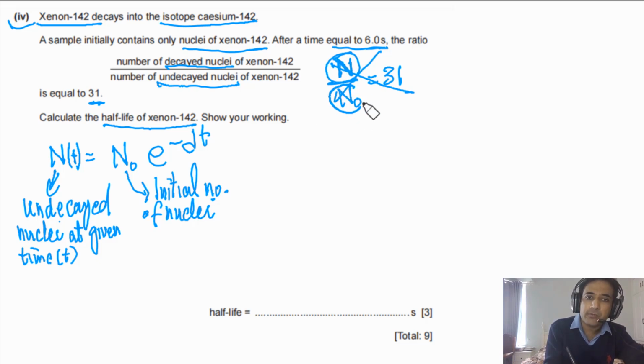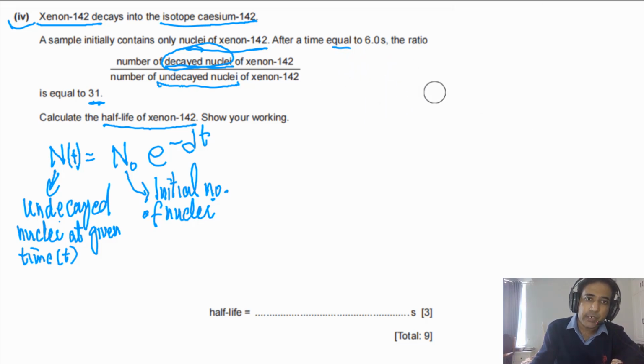This is the number of total nuclei, and that is not given here, so we need the number of decayed nuclei. So you will not use this one. Now your concept is clear. Now we will proceed to find the answer to this question.